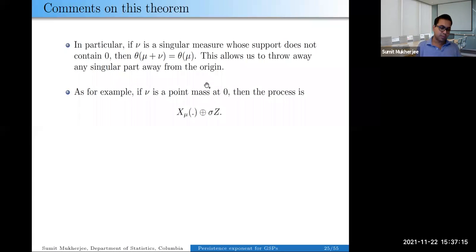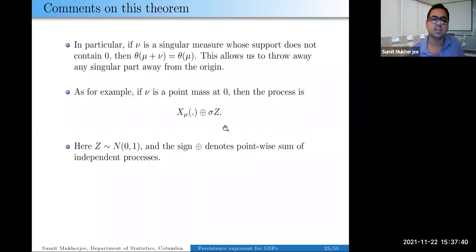And just to explain what can go wrong with singular examples, and the special role of 0. Suppose I take nu to be a point mass at 0. So at 0 one has to be more careful. If I take nu to be a point mass at 0, then the process is just X_mu plus a single normal, sigma squared being the mass that you put at 0. And this sign denotes that these two are independent. I'm going to use this sign throughout the talk.